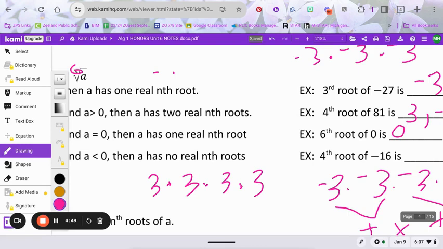So again, if we take the square root of 0, 0 times 0 is 0. If we take the cube root of 0, 0 times 0 times 0 is still 0. You could do the 100th root. It's still going to be 0.